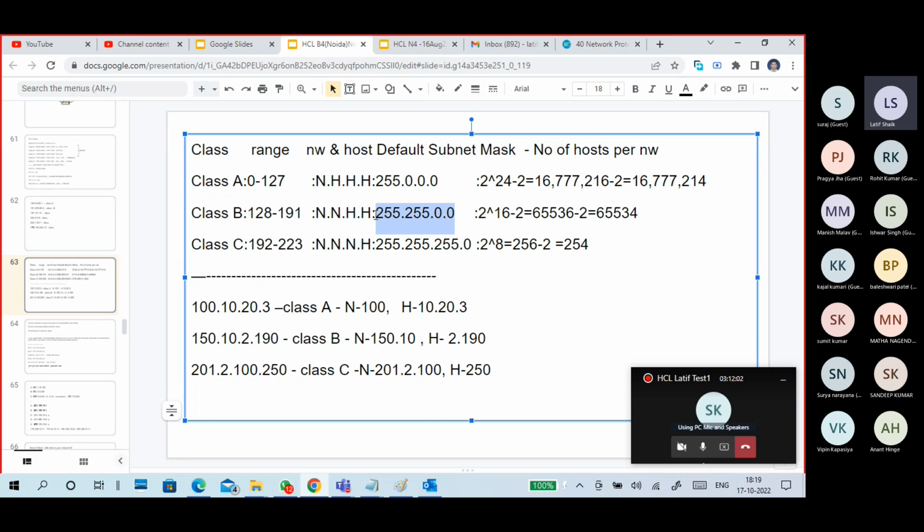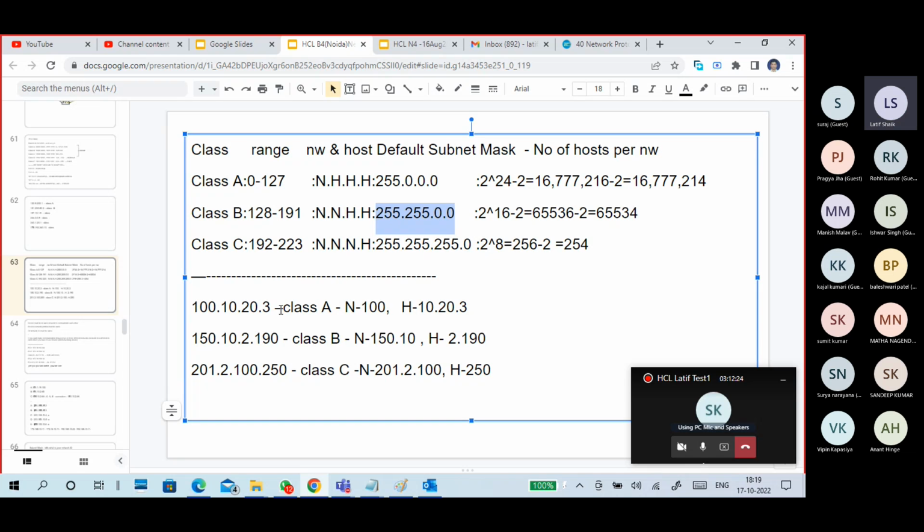In the same way, the subnet mask tells you the number of bits in the network portion and the host portion. In class A, the first part is the network portion. In class B, the first two parts are the network portion. In class C, the first three are the network portion and the last one is the host portion. It depends upon your number of devices. You can choose class A, class B, or class C.